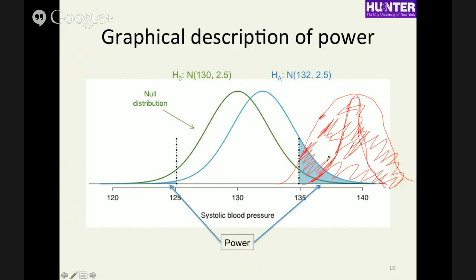Yeah, the power here now is looking like it's close to 100%. If this is true, there's almost no chance that you're going to get a mean of your sample that is not within the critical rejection region. So you've got a power of almost 100%.